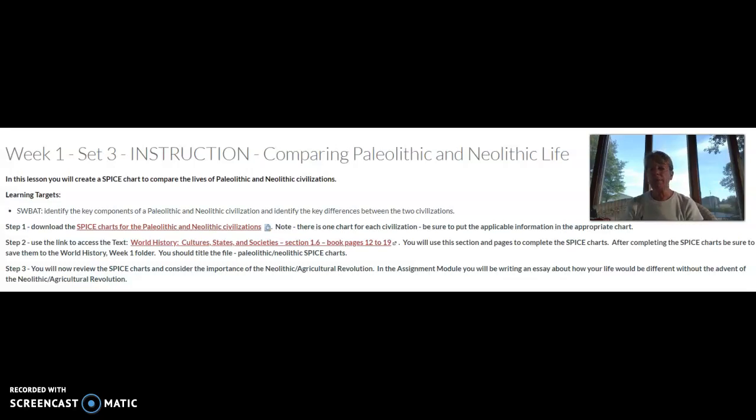And after completing the SPICE chart, make sure that you save the SPICE charts to World History, your week 1 folder. You should title your file Paleolithic, Neolithic SPICE Charts. After you finish your SPICE charts, you will review those charts and consider the importance of the Neolithic and agricultural revolution. In the assignment module, you will be writing an essay about how your life would be different without the advent of the Neolithic and the agricultural revolution.